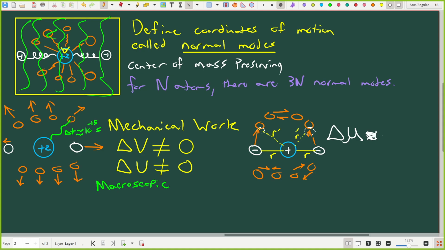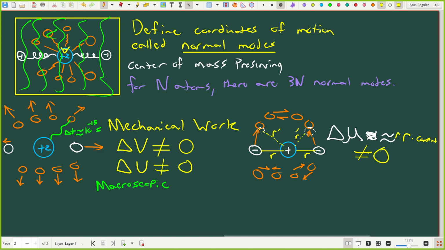Mu is roughly equal to the distance times a constant, and that's changing. Sorry, delta R. So the length of them is changing, and the dipole is changing. What that means is that when you measure the dipole moment, or the polarity of this mixture, it will have a net polarity. So this is a macroscopic effect as well. You can measure this.